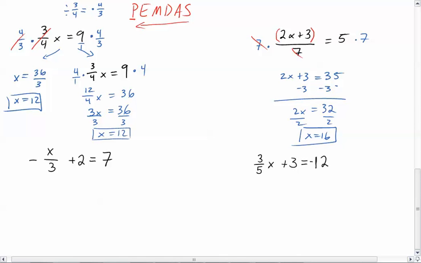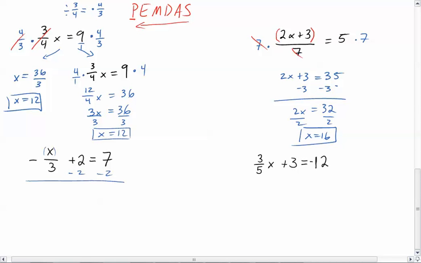Here on the left, negative x divided by 3 plus 2 equals 7. Well, let's go through PEMDAS. So to go through PEMDAS, we're going to do the addition and subtraction first. This you could treat as if it's in parentheses, but that's the only thing. So the addition and subtraction will come first, so we'll subtract 2 on both sides. Don't move this because that has the x.